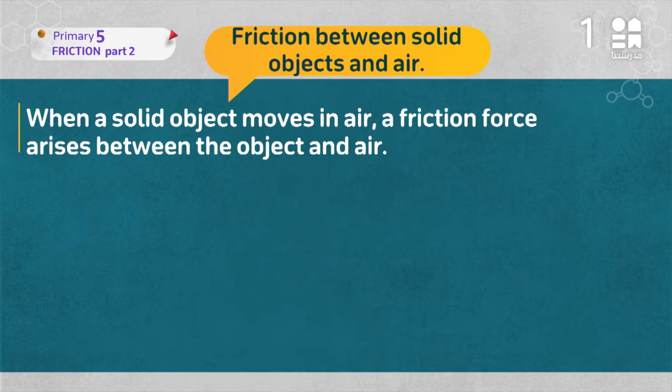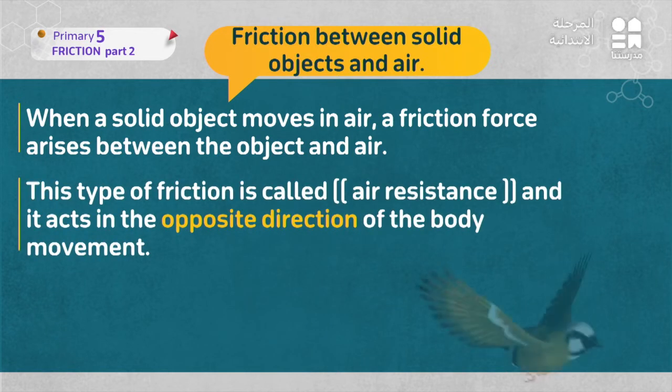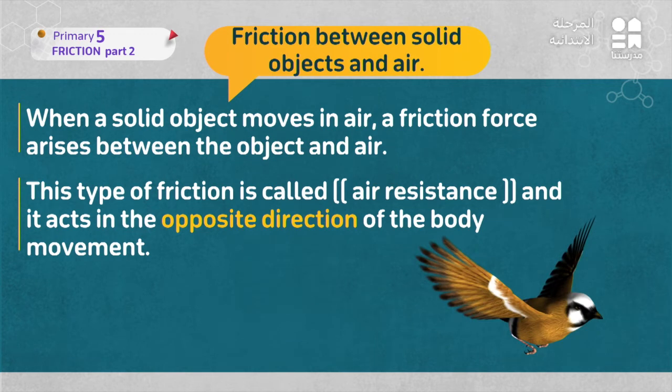When a solid object moves in air, a friction force arises between the object and air. So what can move in the air? A bird, for example. A bird, any bird, it flies in the sky, right? The bird is considered a solid body, and of course the sky has air.